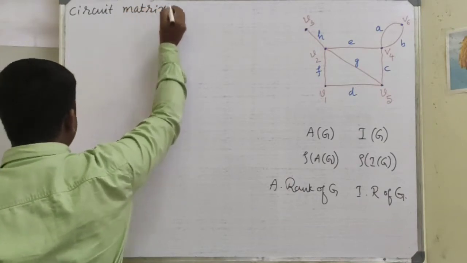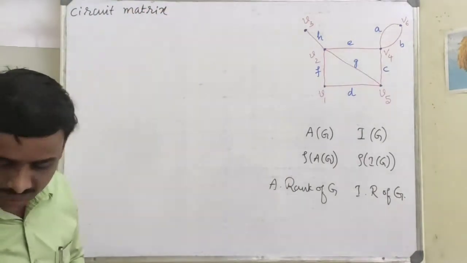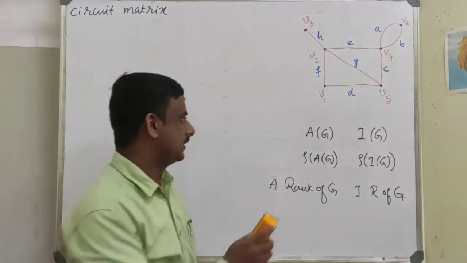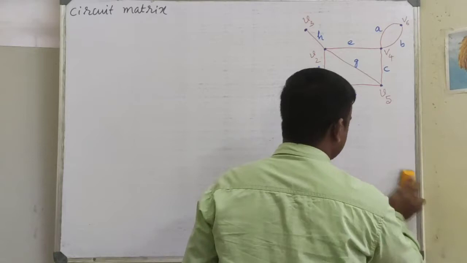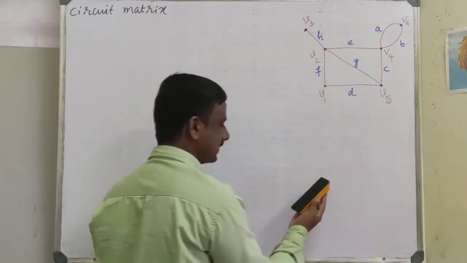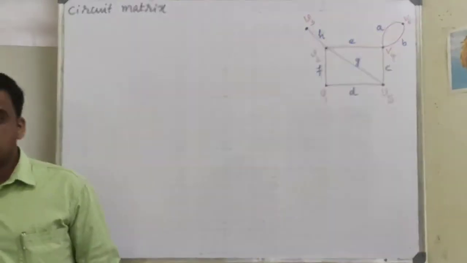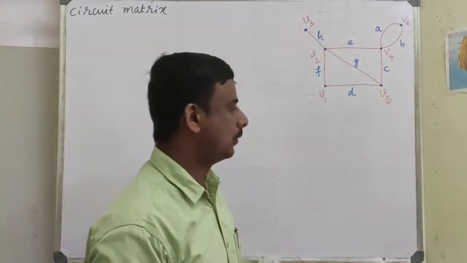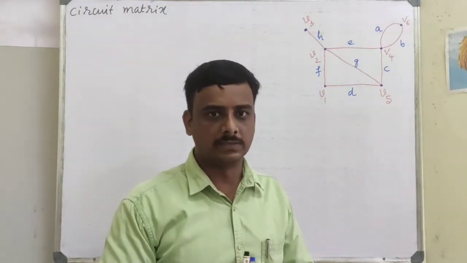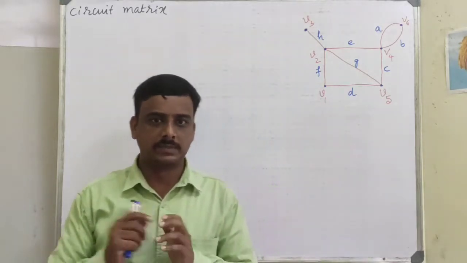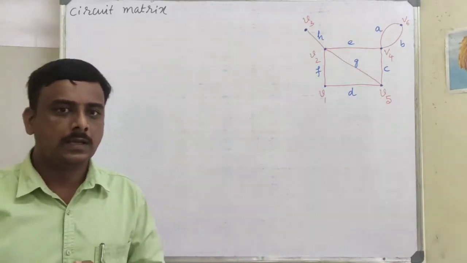Circuit matrix. We have already defined what we mean by circuit. So when we defined connectedness, we also defined a walk. A walk is just a sequence of edges and vertices. Usually the end points will be vertices.